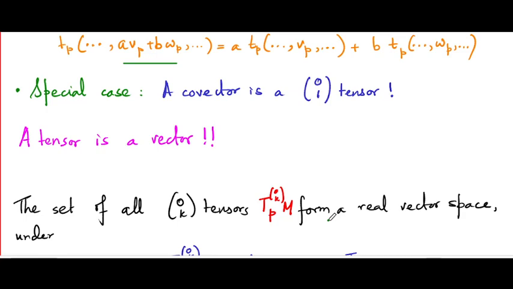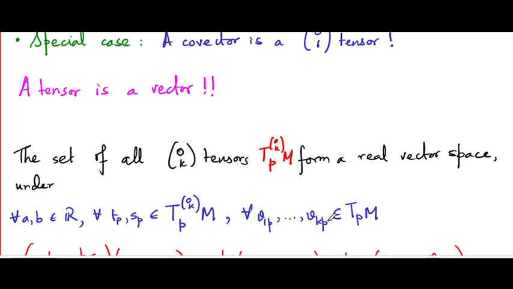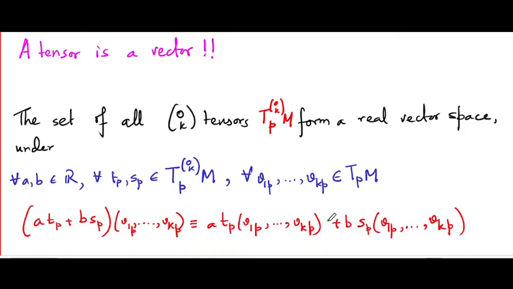Of course, when you say they form a real vector space, I have to define how you add a tensor to another, and also how you multiply a tensor by a real number. So let's define them together in one go. If a and b are real numbers and T_P and S_P are both (0,k) tensors, then you define aT_P + bS_P, this linear combination, in a very obvious fashion.